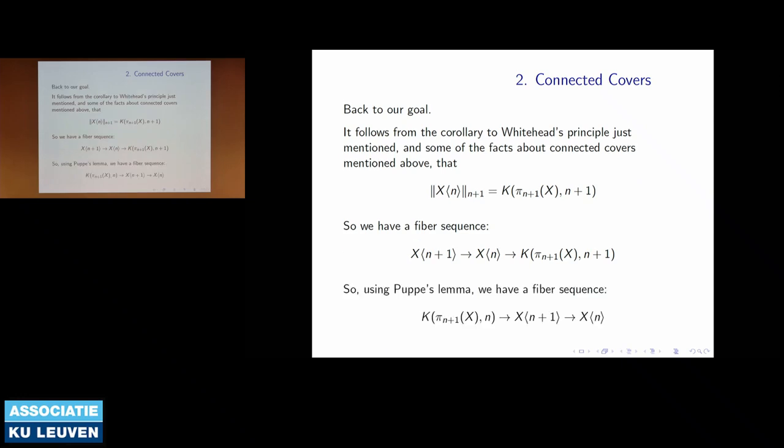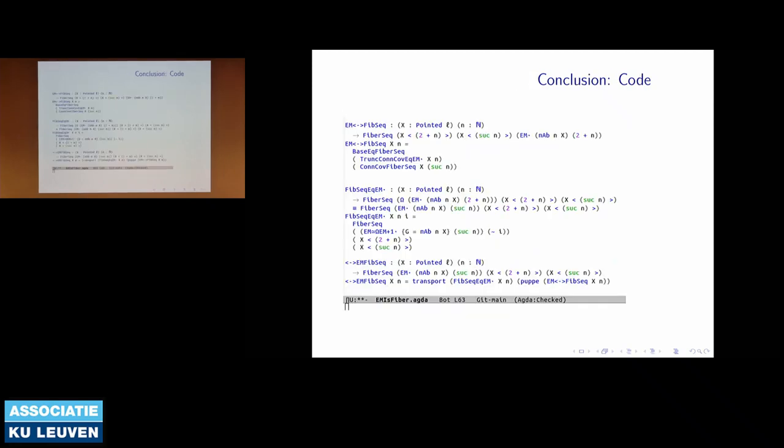So using Puppe's lemma, we have a fiber sequence like this because the loop space of K(n+1) is K(n), right? So here's the Agda code for this last part of the project. Here's the fiber sequence; all the indexing is off because Agda starts counting in the wrong place. But here's the (n+1)-connected cover, the nth connected cover, the Eilenberg-MacLane space. That's the first fiber sequence I showed you.